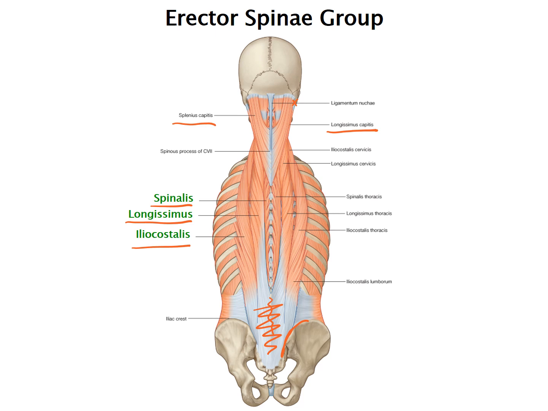By way of function, bilateral contraction of this muscle group will result in extension of the vertebral column and extension of the head. And by the way, bilateral contraction means that the muscle groups on each side of the spine are contracting simultaneously, whereas unilateral contraction of the Erector Spinae indicates that only one side is contracting at a time. Unilateral contraction would result in lateral flexion of the spine in this case.